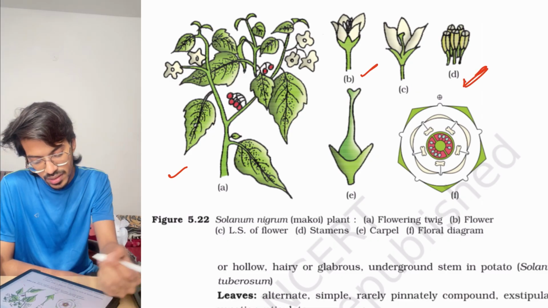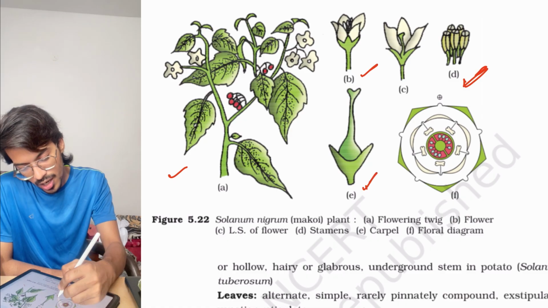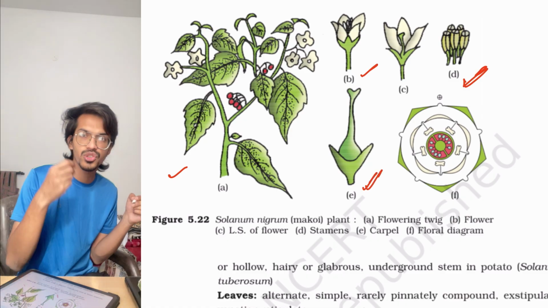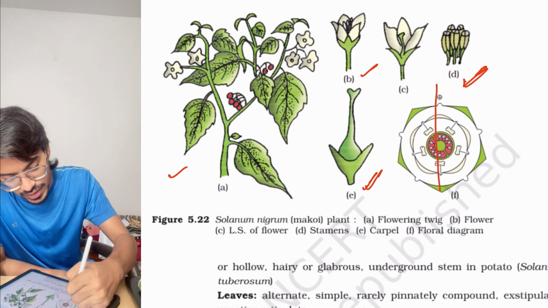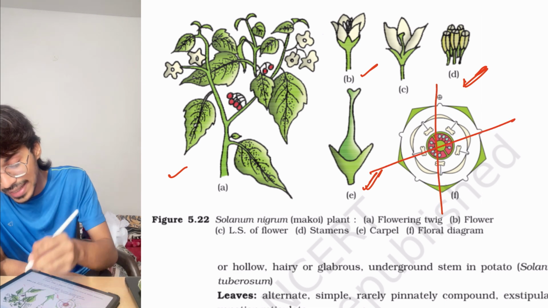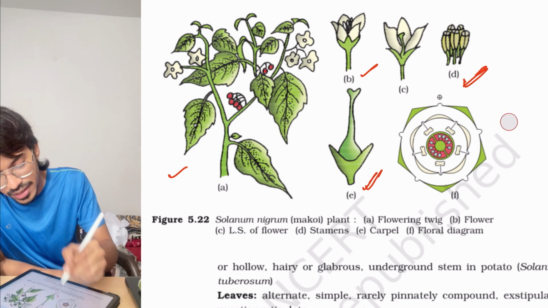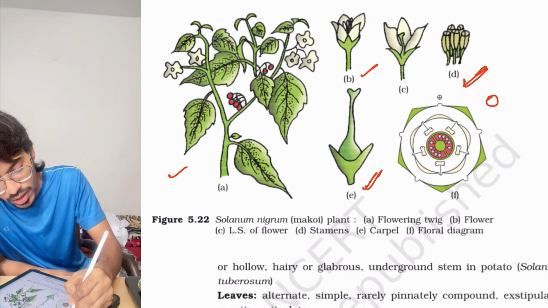Here these are the stamen. Okay, then they have shown the carpel and the floral diagram. Let's try to write it quickly. First of all, see that it can be cut from this angle, it can be cut from this angle, any angle we can cut it. And if we can cut it from any angle, we can write it like this.